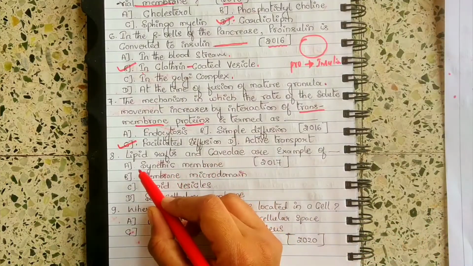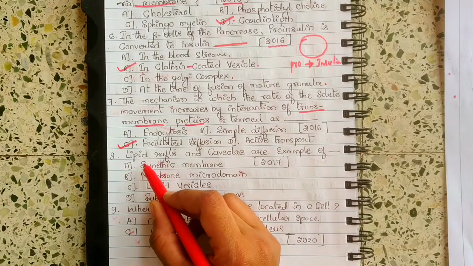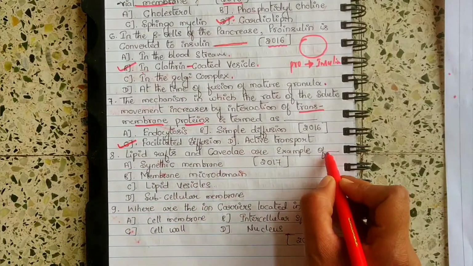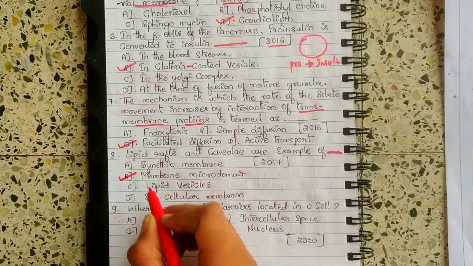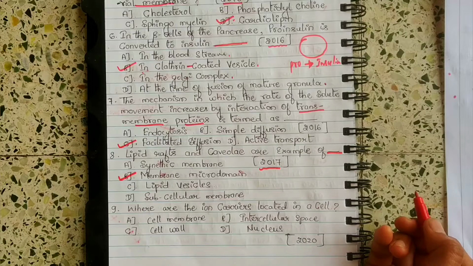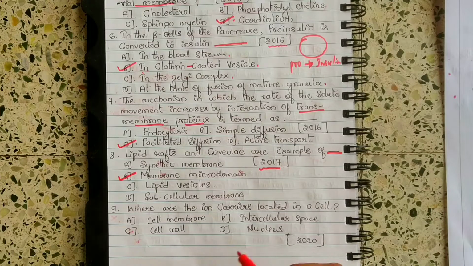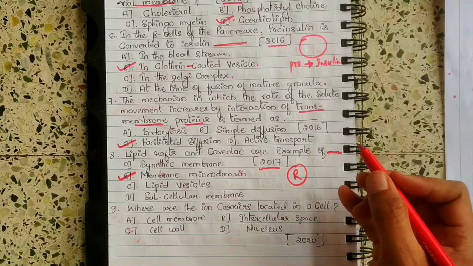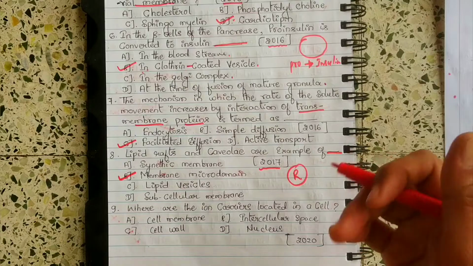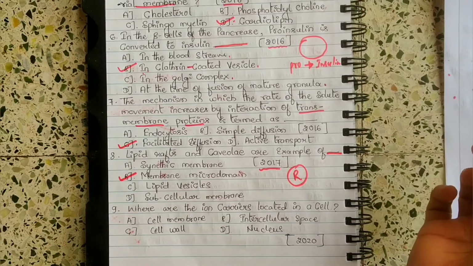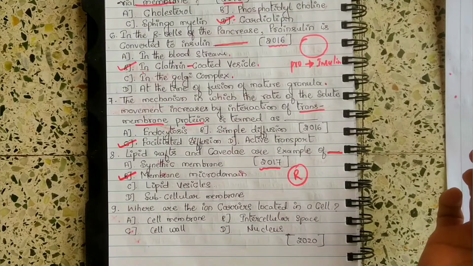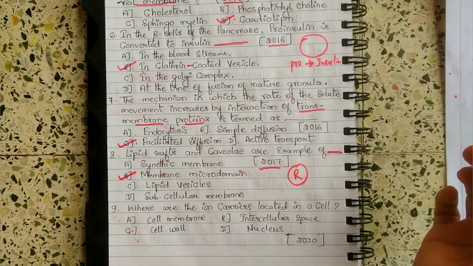The next one is again on membrane microdomains. The eighth one: lipid rafts and caveolae are examples of what? As I explained before, these are examples of membrane microdomains, which was asked in the year 2013. So you can say this question is repeated, but indirectly. That's why I said after studying the subject, go through these previous questions, so that you will get to know how questions are formed and which are the important questions that are repeated. That will help you to enhance your marks.